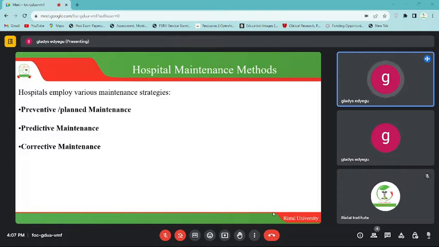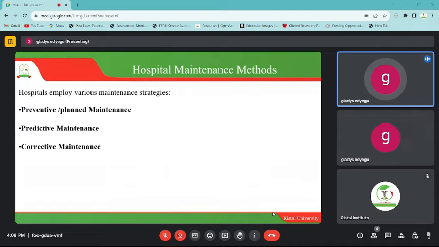Then we have predictive maintenance. That one is also one of the maintenance strategies that most hospitals apply in maintaining and repairing their equipments, infrastructures and systems. Then corrective maintenance is another one. So there are basically three different types of maintenance strategies or methods that hospitals implement during the process of maintenance and repair of their different equipments and systems.